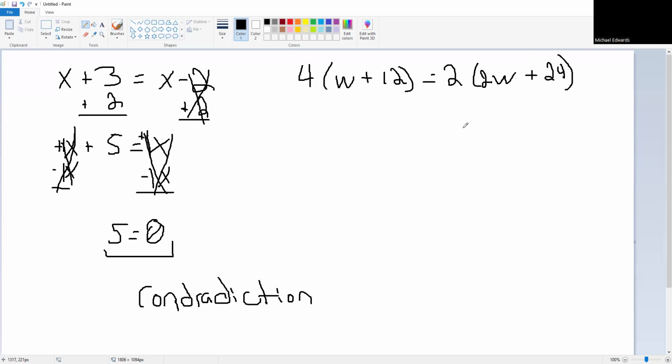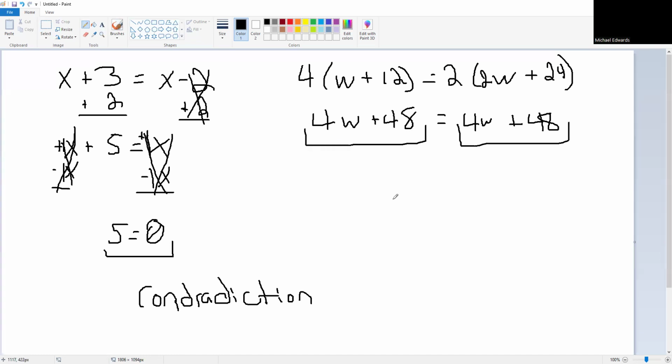So if we do the distribution of each number in front, we're left with 4w plus 4 times 12, which is 48, equals 2 times 2, which is 4w, plus 2 times 24, which is 48. And these are equal. So this is an identity, meaning all real numbers will work.